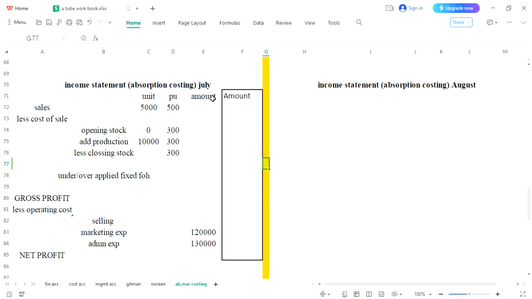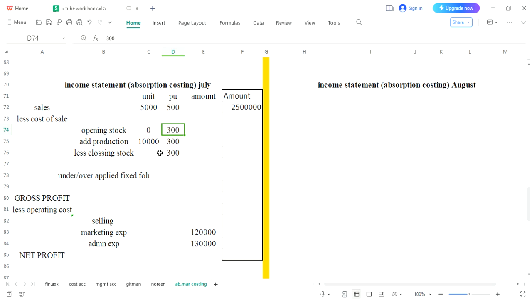First of all, directly you will write your sales. How will you calculate sales? We know the number of units and we have the per unit price. So you will multiply units and per unit to calculate the amount. Number of units sold are 5,000 and per unit price is 500. So we have got our amount of sales. Remaining everything would be calculated over here.